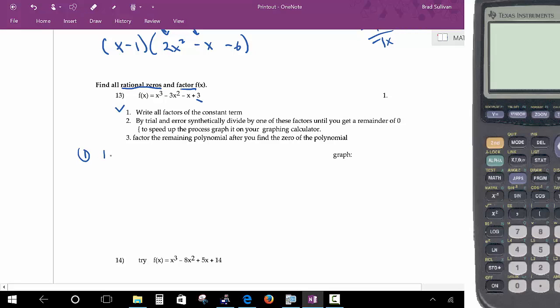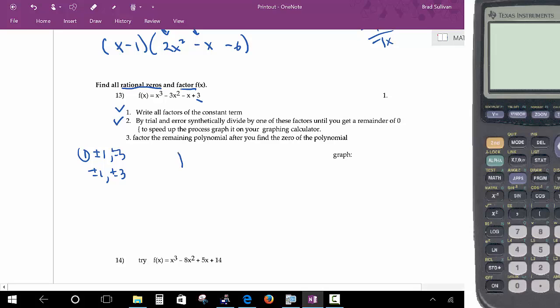So 1 and 3 are the only factors, right? Okay, but they could be positive or negative. So we just do that, okay? You probably want to write this like plus minus 1, plus minus 3. Now it says, by trial and error, synthetically divide by one of these factors until you get a remainder of 0.